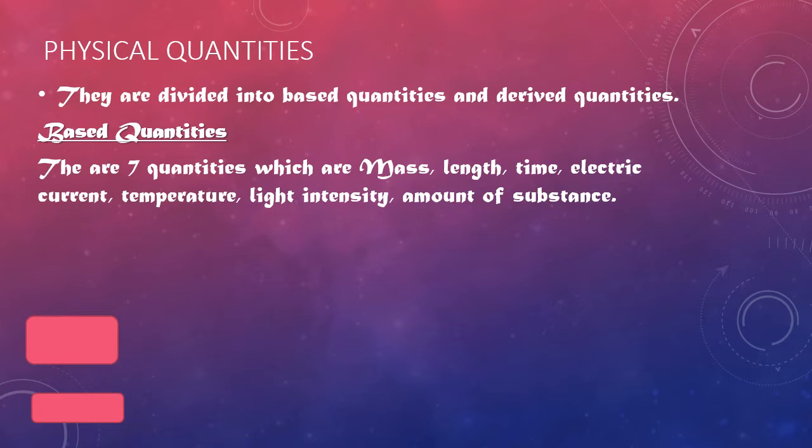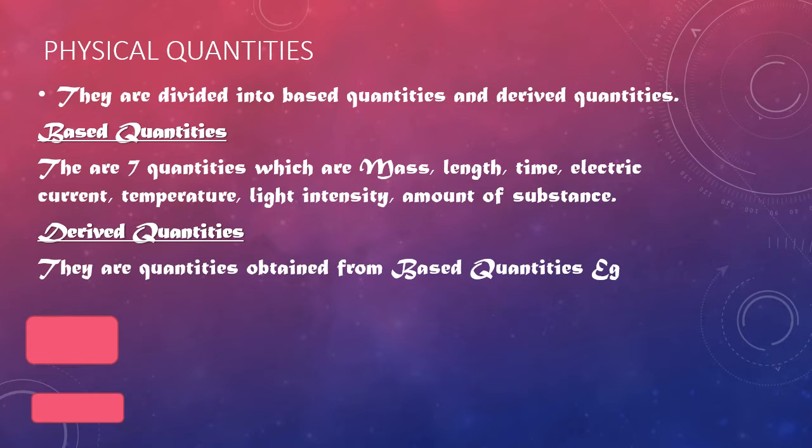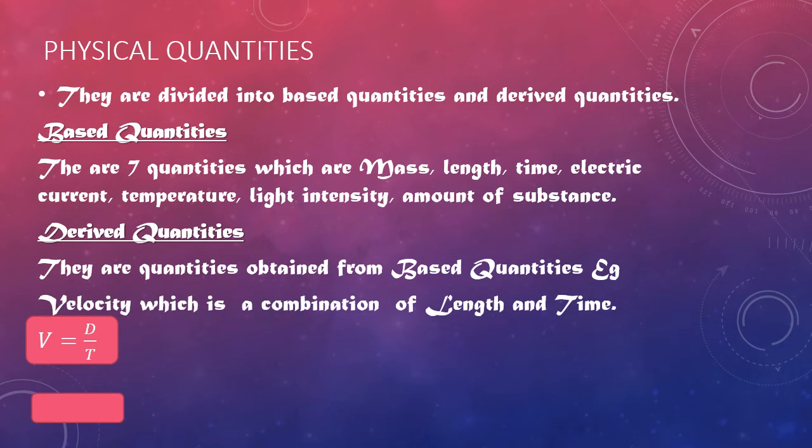Now, there are 7 of these base quantities. As I said, we are used to them. That is mass, length, time, electric current, temperature, light intensity, and the amount of a substance. While derived quantities are simply obtained from base quantities, either by multiplying, dividing, and so on. So they are like velocity, which is a derived quantity, simply the combination of length and time.